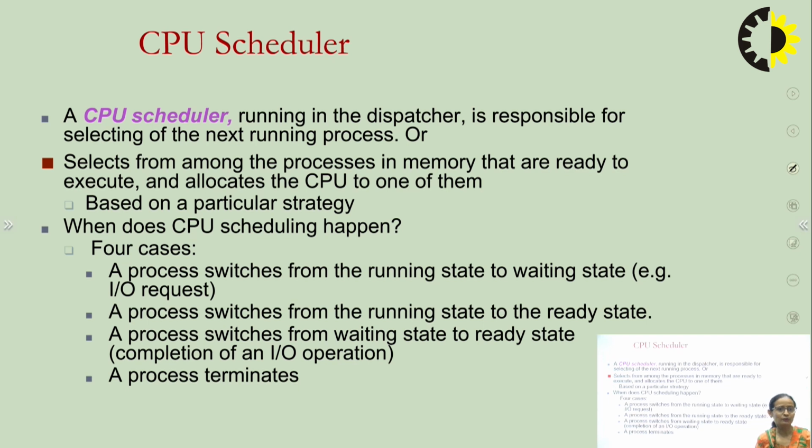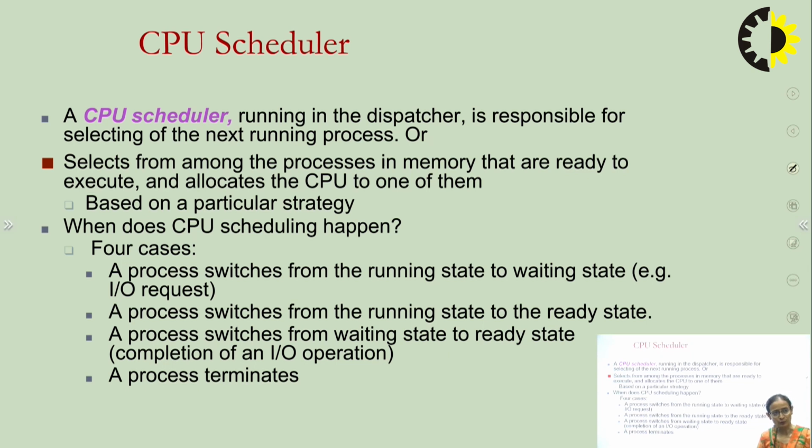Third, a process switches from the waiting state to the ready state. That is, its input output activity has been completed and now it wants to move back to the ready queue. Then we need to make a decision. For instance, if it is a high priority process when it comes to the ready queue, then it needs to be executed first. And the last case is a process terminates. Now again the CPU has to make a decision on which to execute. So these are the 4 cases under which the CPU scheduler makes the decision.